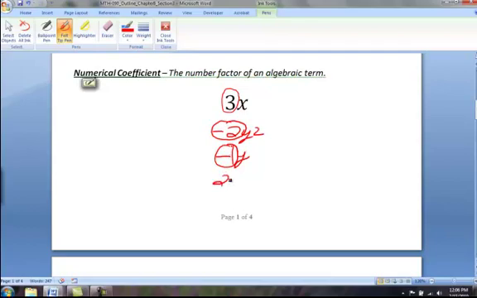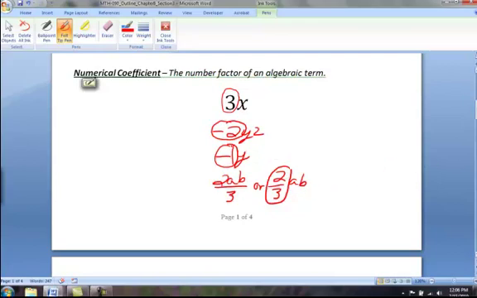Let's say we have 2ab over 3. Now remember, that's the same as just writing the 2/3 together and then the ab out to the side. So the coefficient would be 2/3 on this one. So the number in front, or the number part of the term, is the coefficient.